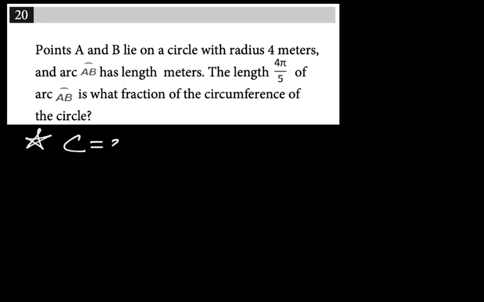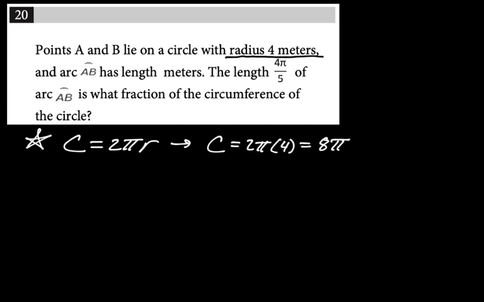You should really know the circumference and the area of a circle. I do think they give you those formulas, but I don't know what they do on the computer version. But the circumference is definitely 2 pi r. We know the radius is 4. So the circumference is 2 pi times 4, which is 8 pi. So the full circumference is 8 pi. We just want to know what fraction of 8 pi 4 pi over 5 is. So that just means put 4 pi over 5 over 8 pi and then simplify it. That's all this question is saying.